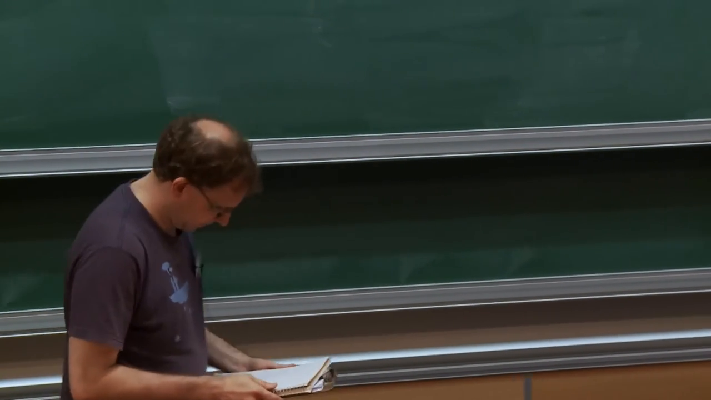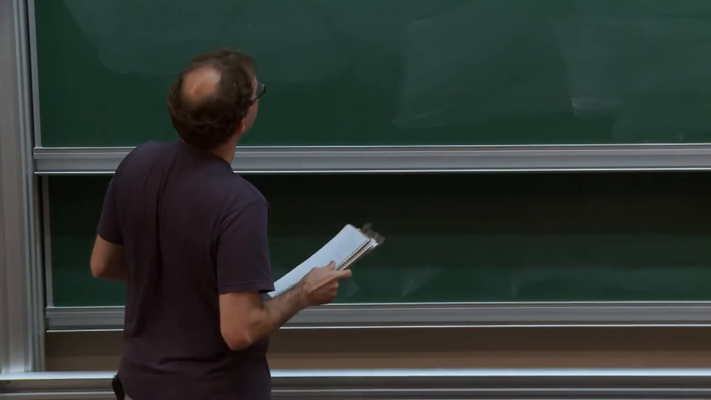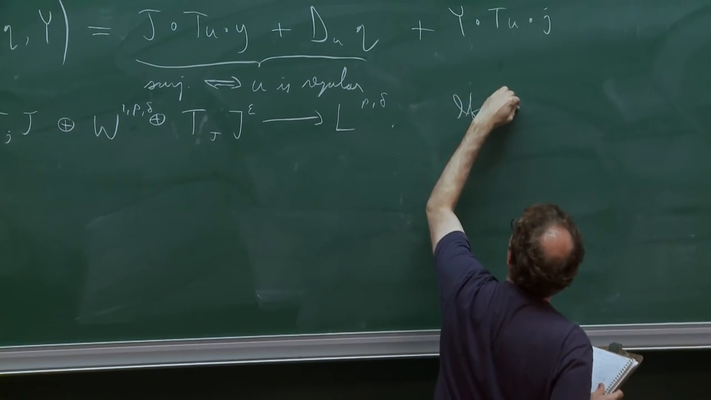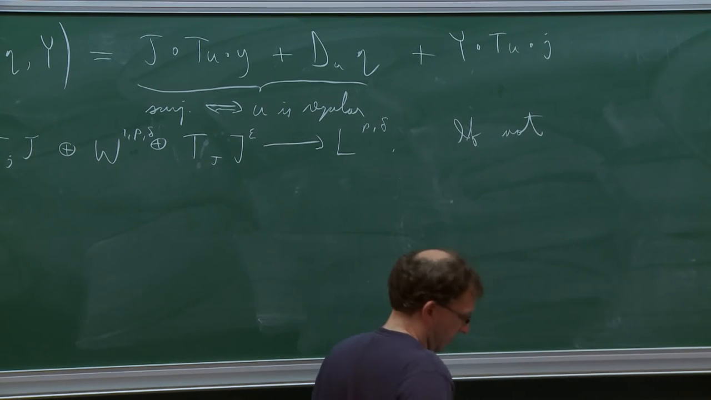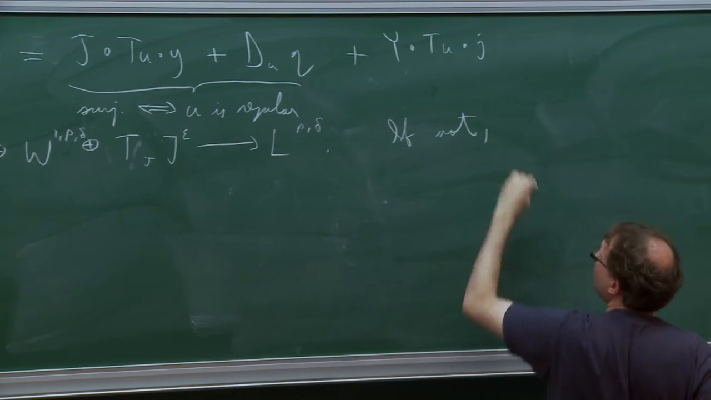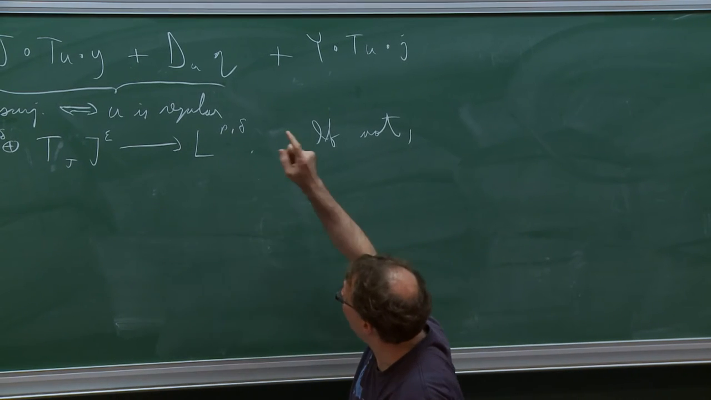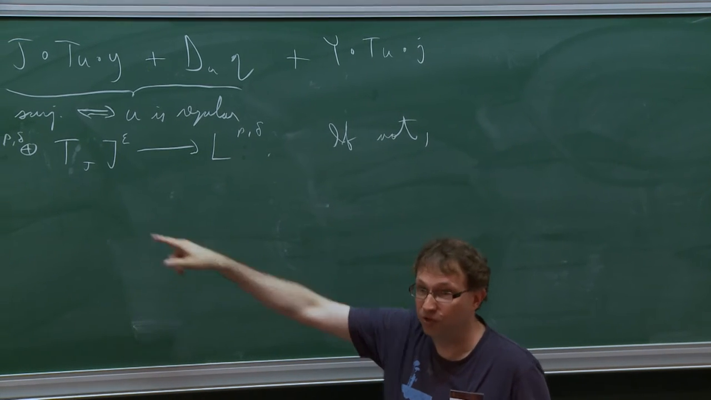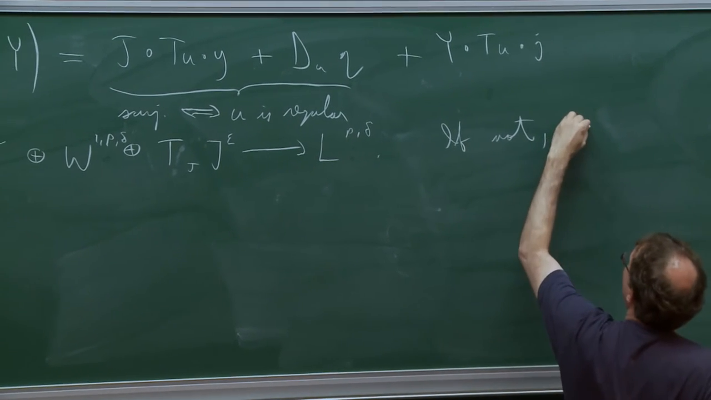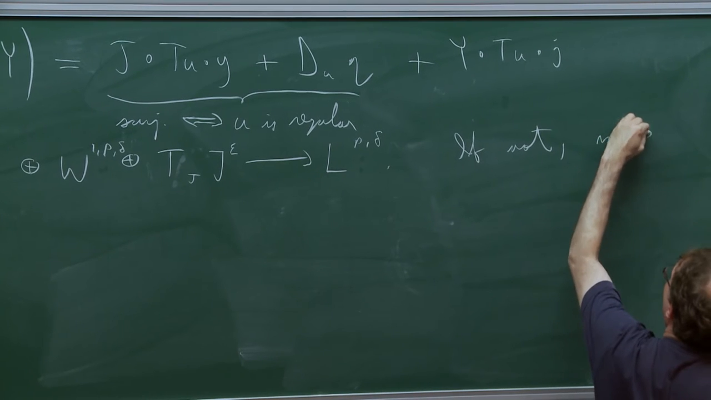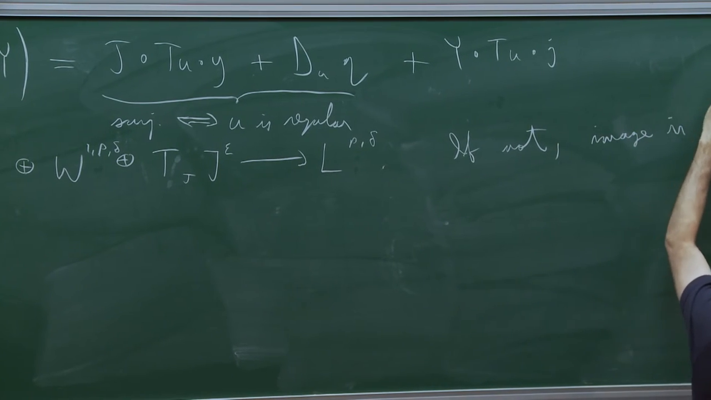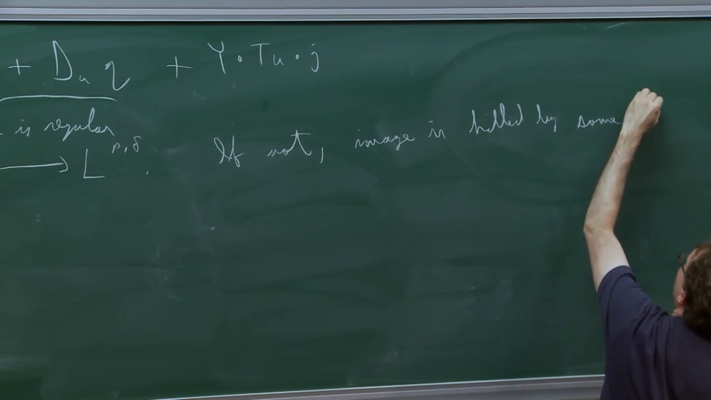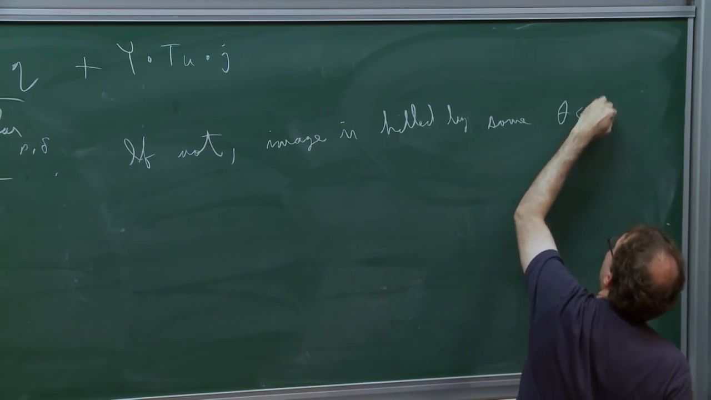Now, if it's not surjective, then we can say there exists some element of the dual of L^p_δ here that annihilates the whole image. Right? So the image is killed by some non-zero element I'll call θ in the dual of L^p_δ.